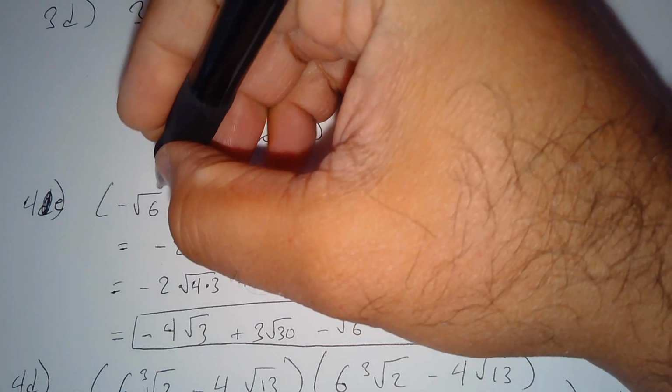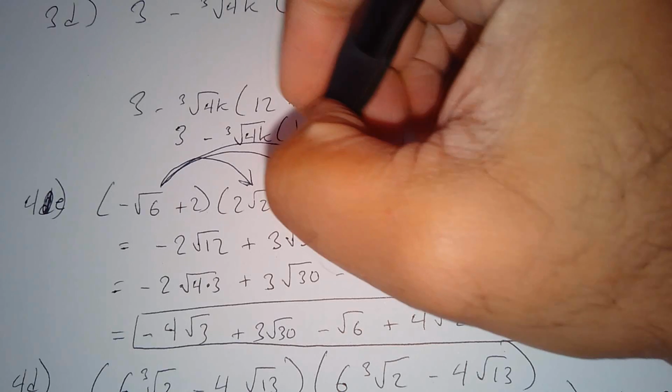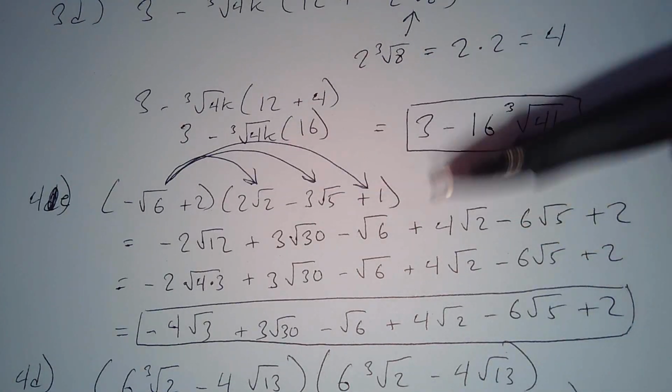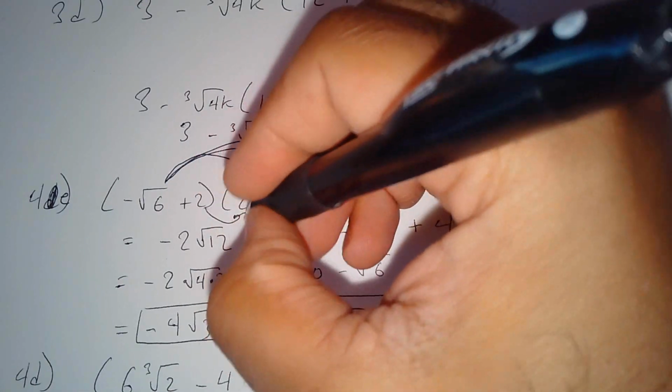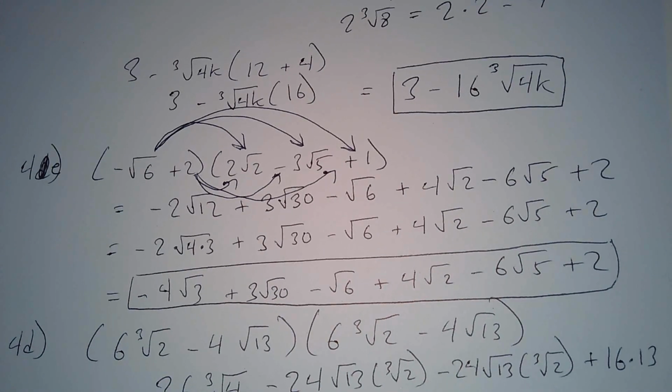So first thing we're doing is we're multiplying negative root 6 by everything, and then we're doing the same thing with the 2, right? So 2 is going to multiply the first term, the second term, and the third term. Okay, so you get this big whole thing.